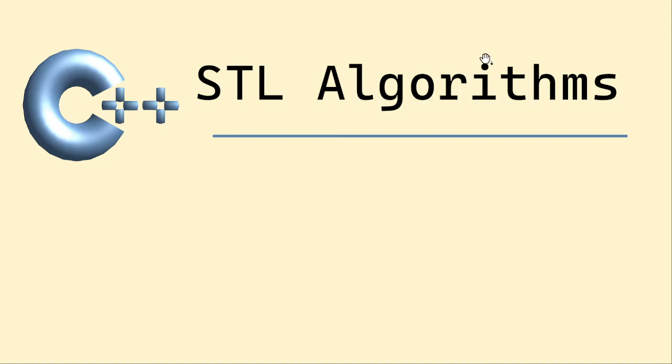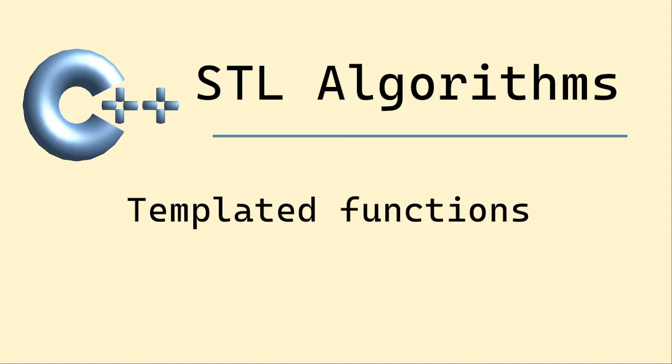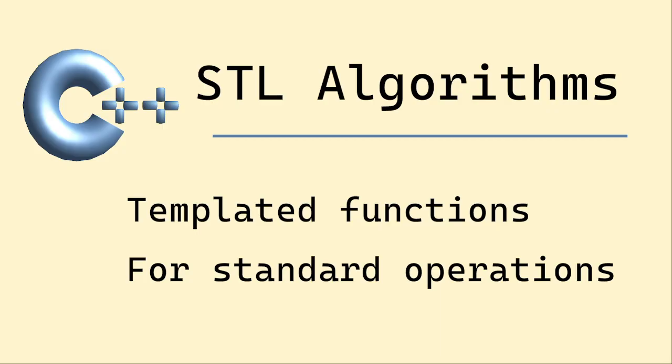In C++, STL algorithms are generic or templated functions belonging to the standard template library. These algorithms are for performing common or standard operations on a sequence of objects. Examples of such operations would be counting, searching, sorting, comparing, rearranging, transforming, etc.